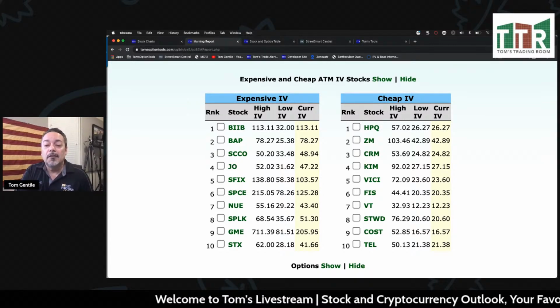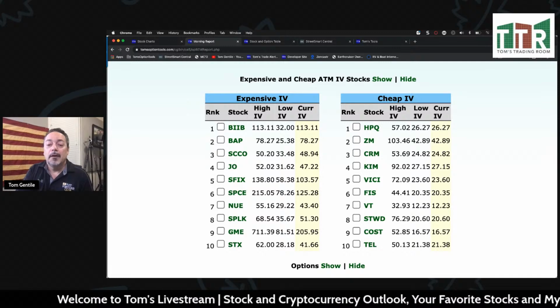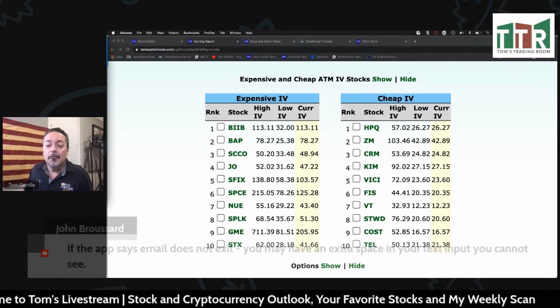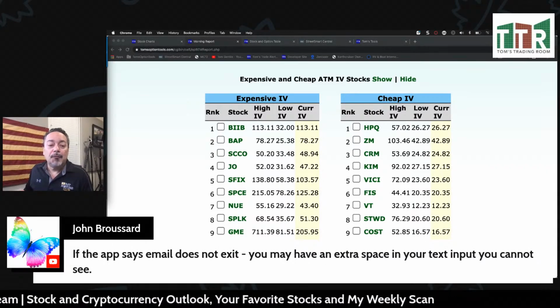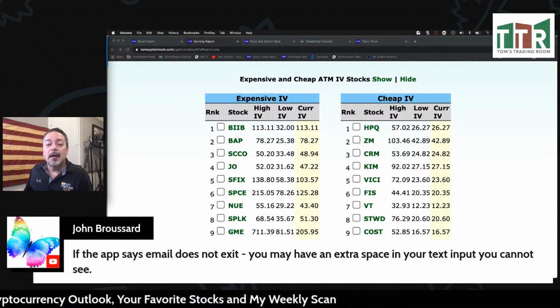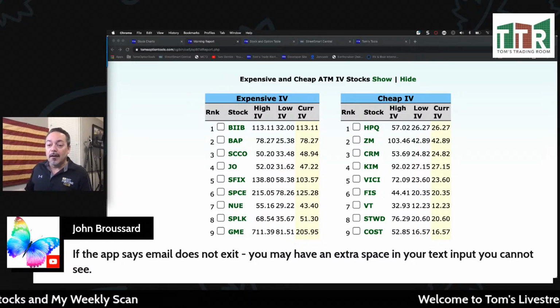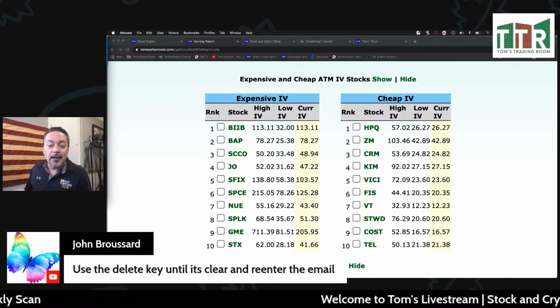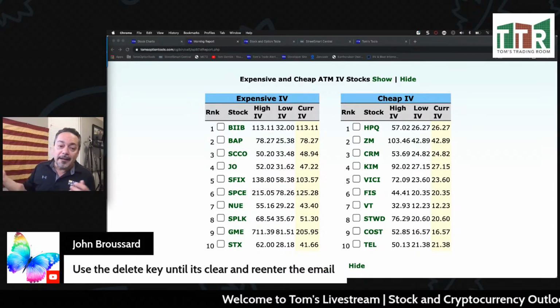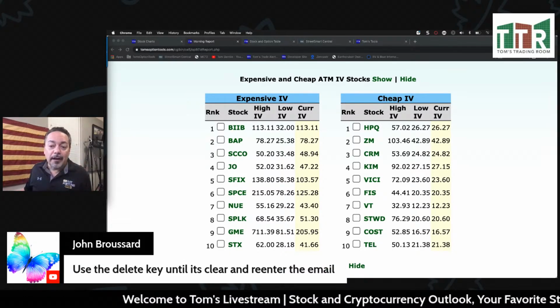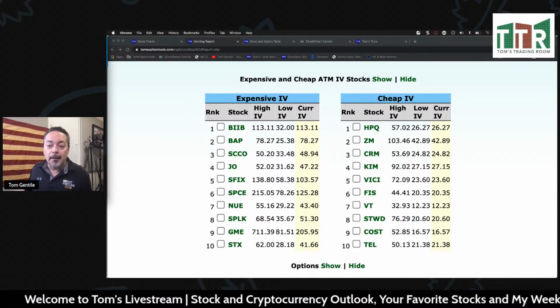So if you look at the text message that John just put out there, and you know what? I'm going to light this up. John, I'm lighting you up. If the app says email does not exist, you may have an extra space in your text input you cannot see. All right, that's the first thing he says. And then here's the answer. Just use the delete key, clear it out, enter it in again. Thank you very much, John. Appreciate it.